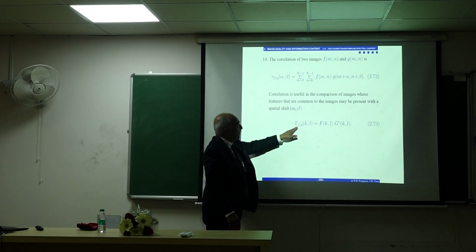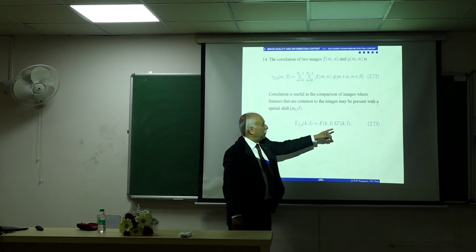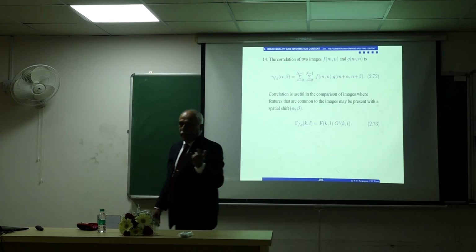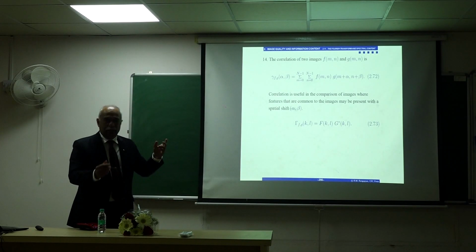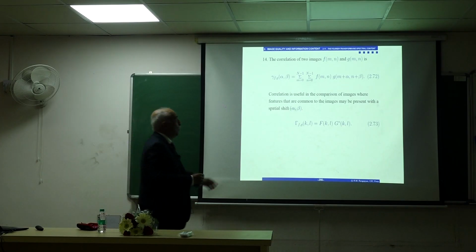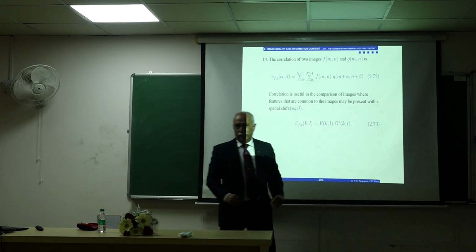When you take the Fourier transform, you get the Fourier transform of the two images multiplied, but with one conjugated. Similar to convolution, but because there is no reversal, one of them will be conjugated.